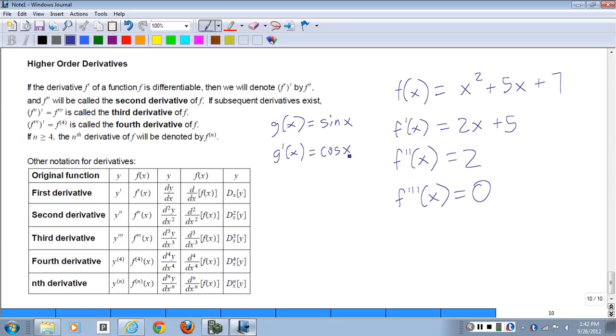Cosine x. What then would be g double prime of x? Negative sine x. How about g triple prime of x? Negative cosine of x. And one more. At some point, we reach a point where we put enough primes. And so we denote the fourth derivative. We put a little 4 in parentheses.